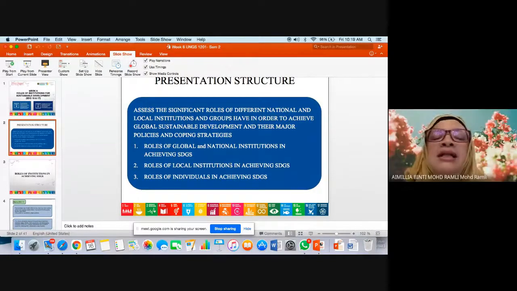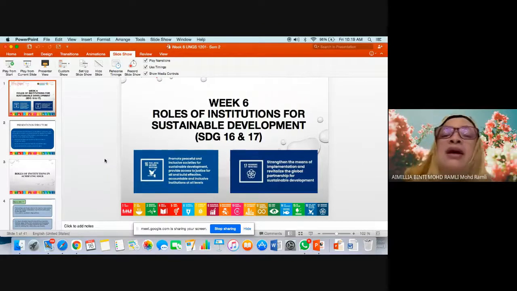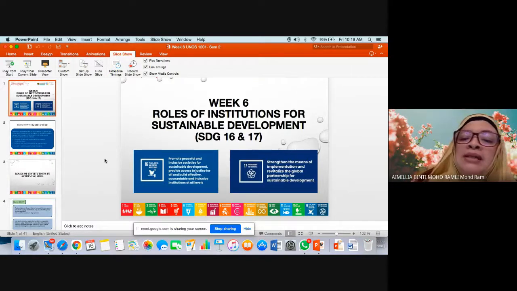So let's have a look at this. As I've said earlier, it's the week 6 topic, which is roles of institutions for sustainable development: to promote peaceful and inclusive societies for sustainable development, provide access to justice for all, and build effective, accountable, and inclusive institutions for all at all levels. It also addresses the 17th goal, the last goal, strengthen the means of implementation and revitalize the global partnership for sustainable development. So these are the two goals that we try to address this week.